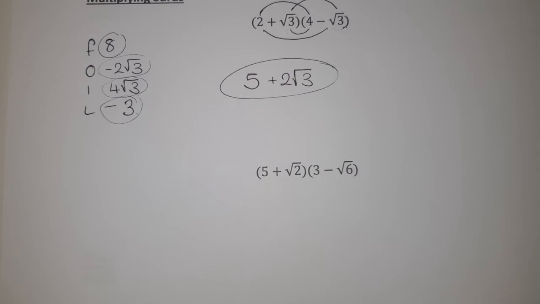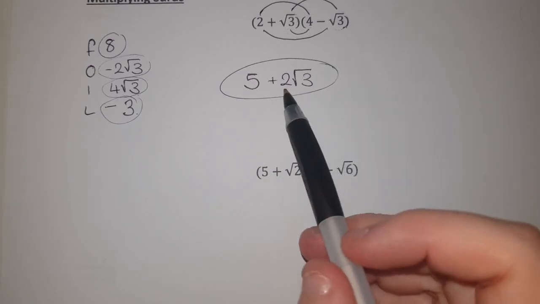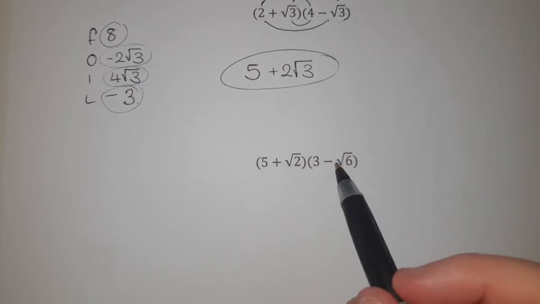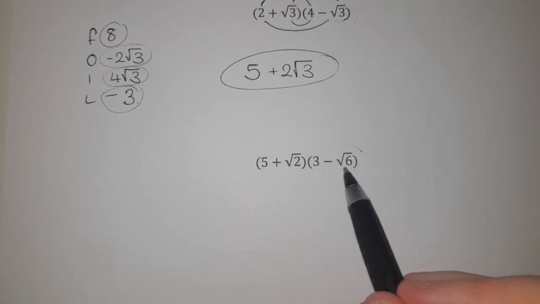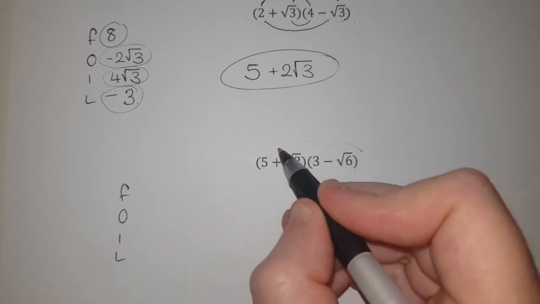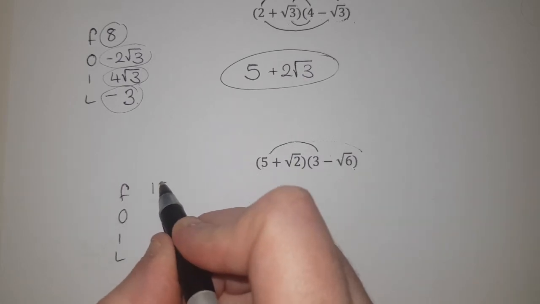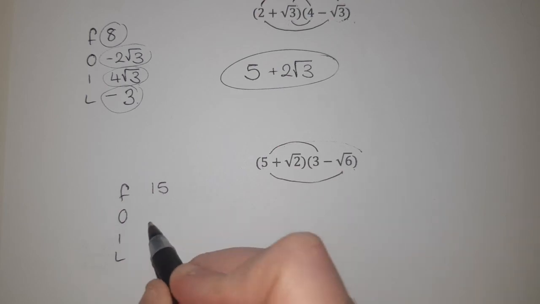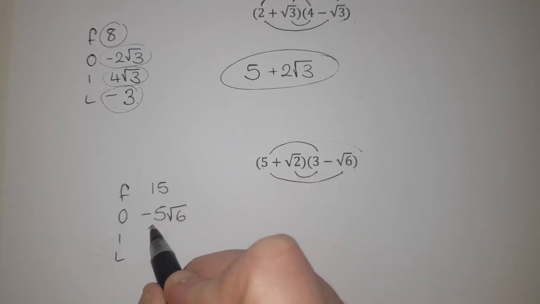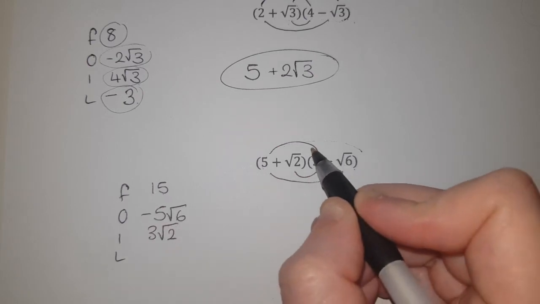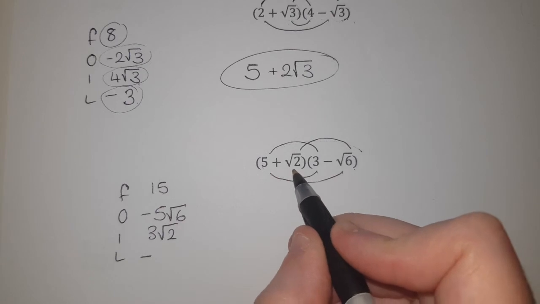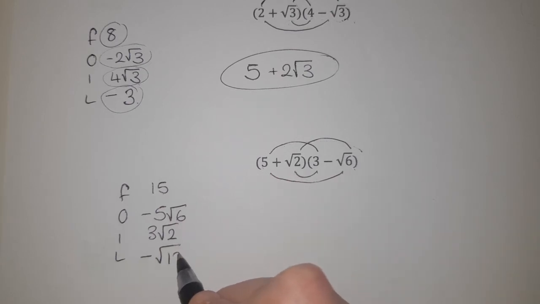Okay, if we look at the next one, be careful. This one tidied up much nicer because the surds were exactly the same. This one's not going to tidy up quite as nicely because you've got different surds involved. But if we follow the same steps as we did last time. First is 15. Outside is going to give us minus 5 root 6. Inside is going to give us 3 root 2. And last, root 2 times root 6. So you get minus, and then root 2 times root 6 is root 12.